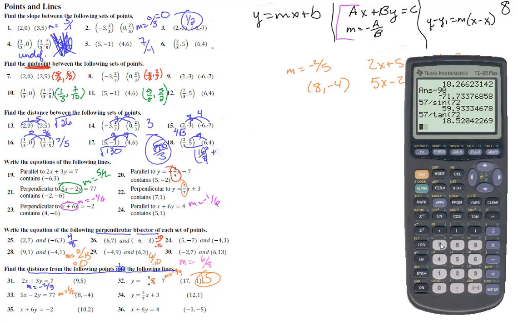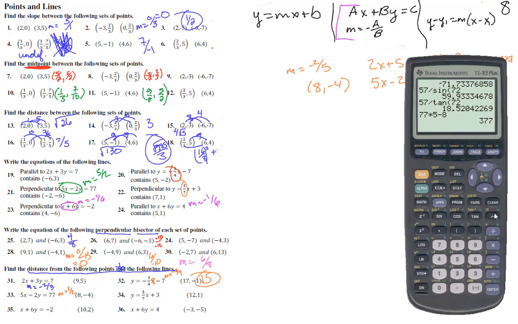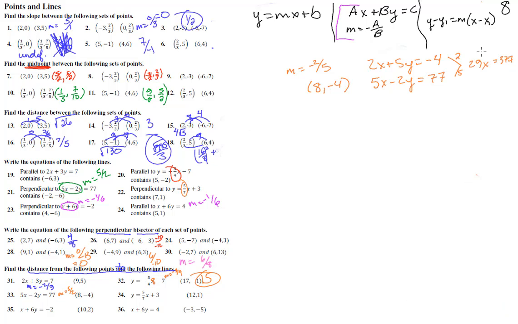77 times 5 minus 8, 377. Oh, I hope this comes out nice. Divided by 29. Oh, it does indeed. That's nice. X equals 13. So let's stick that right back up into the first one here, 13.